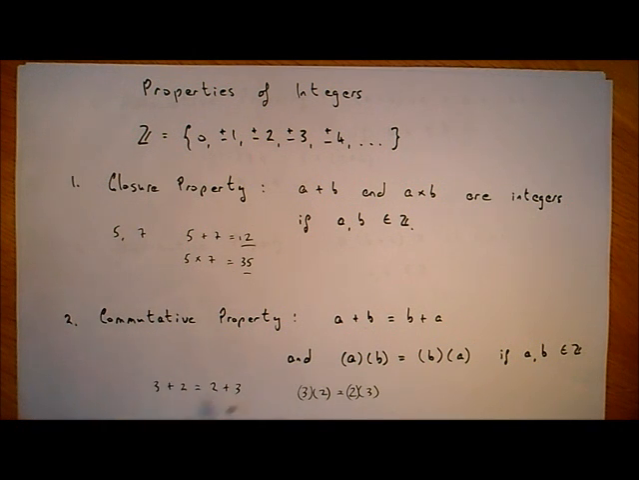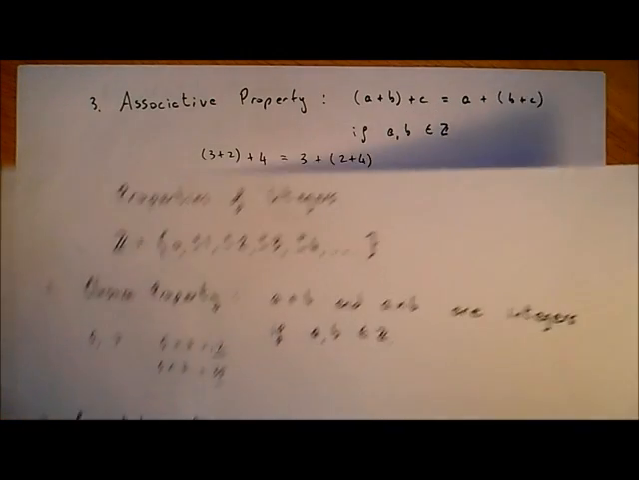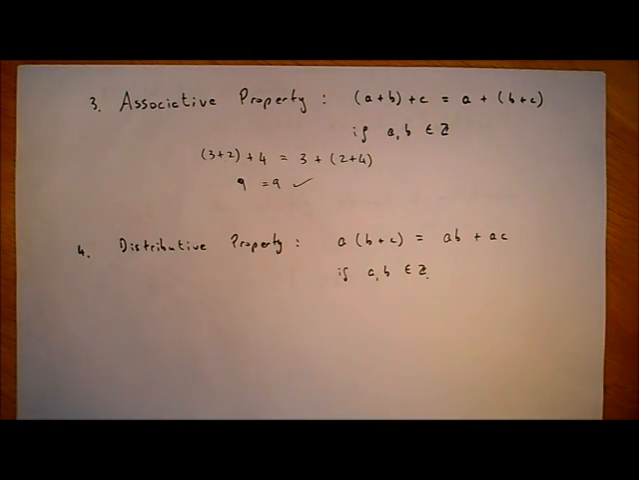The commutative property says that a plus b will equal b plus a. All it's saying is that it doesn't matter the order that we add things. If I add 3 plus 2, that's the same as adding 2 plus 3. It doesn't matter the order that I do it. Or if I multiply a multiplied by b, that's the same as multiplying b by a. It doesn't matter the order. So 3 times 2 will be the same as 2 times 3. So that's the commutative property. It just doesn't matter the order that I add or multiply integers.